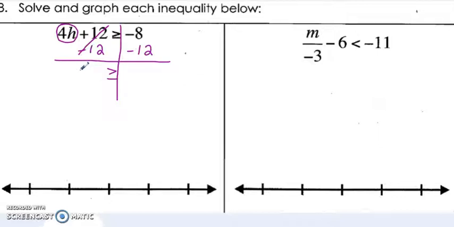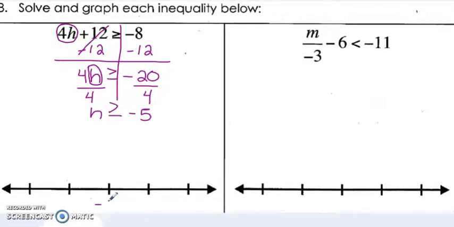Those will cancel out, and I am left with 4 times h. On the right-hand side, I have the same sign. I will keep the sign and add them together. Now I can isolate the variable by itself. I need to get rid of times 4. The opposite of multiplication is division. I am dividing, but I'm dividing by a positive number. Therefore, my symbol still does not flip. A negative divided by a positive is negative. 20 divided by 4 is 5.